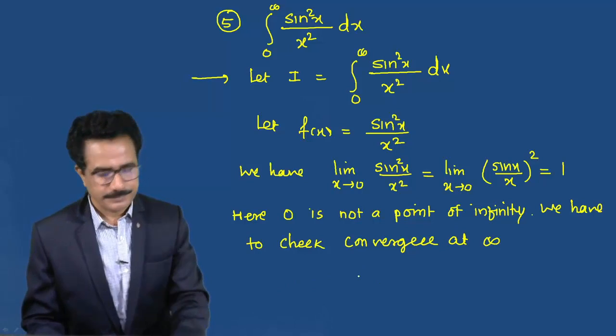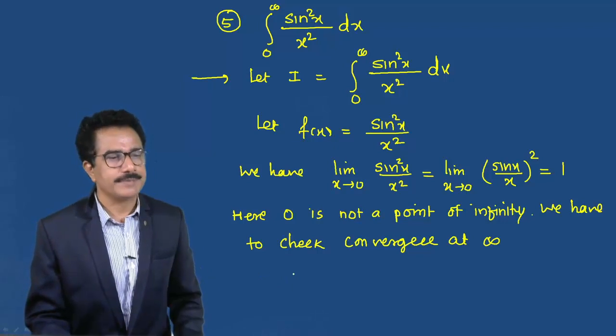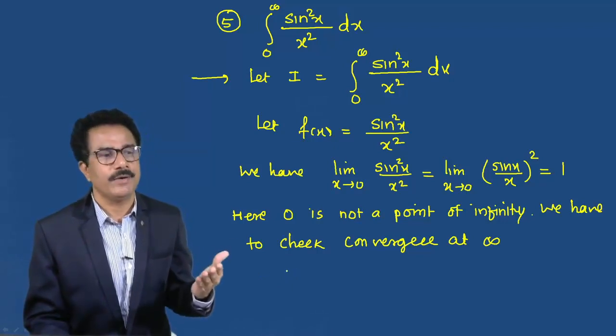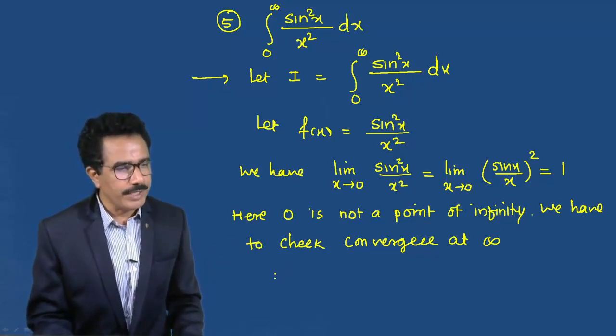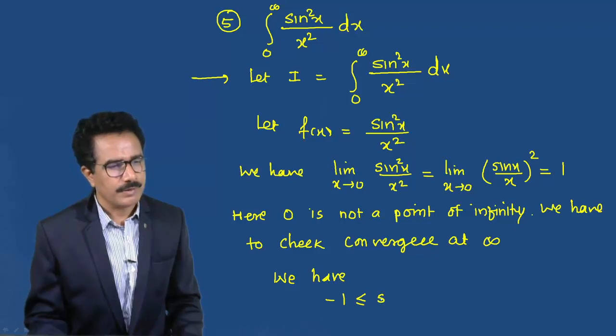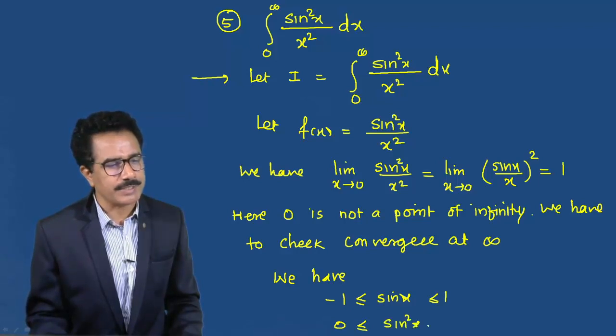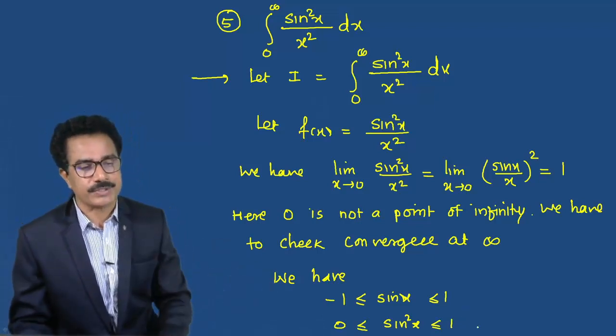Now here I shall write, also we know that, how we can check this, multiplying by x square. We know that minus 1 is less than or equal to sin x, which is less than or equal to 1. So 0 is less than or equal to sin square x, which is less than or equal to 1, by squaring.